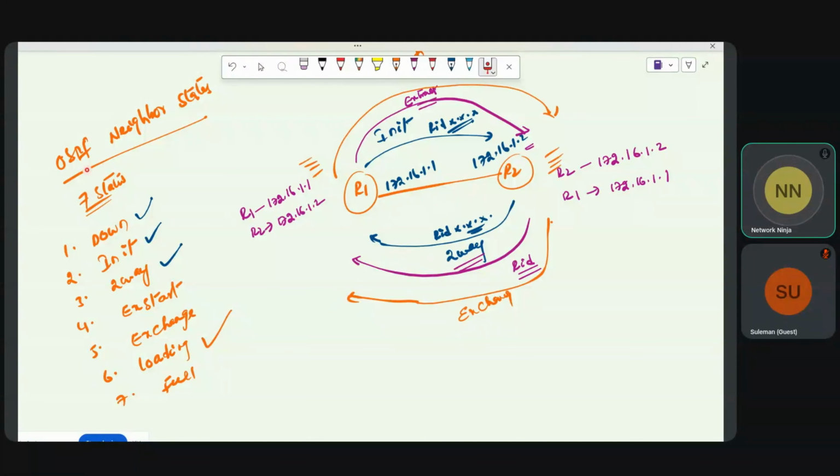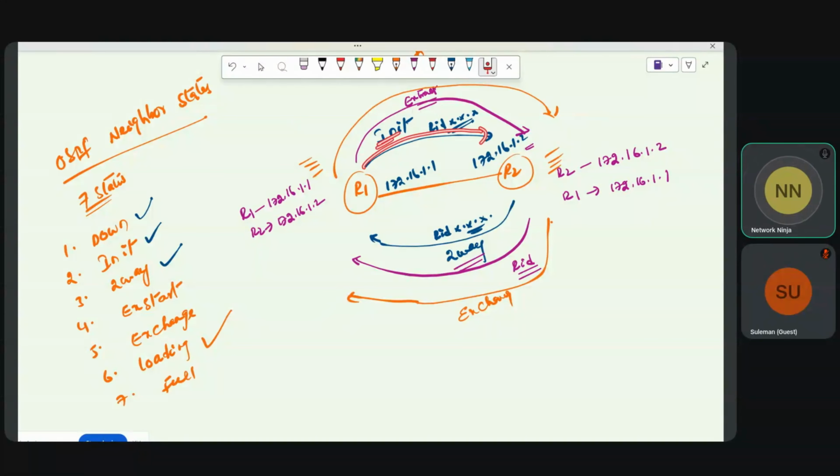So in OSPF we have 7 states. The first state is down, then init, two-way, exstart, exchange, loading, and full. In the down state, both the routers are down; we haven't enabled OSPF. So once you enable OSPF, guys, router 1 is going to send the first message, which is an init message.